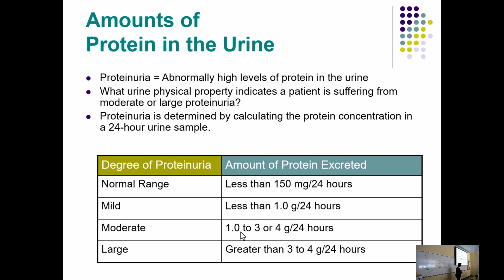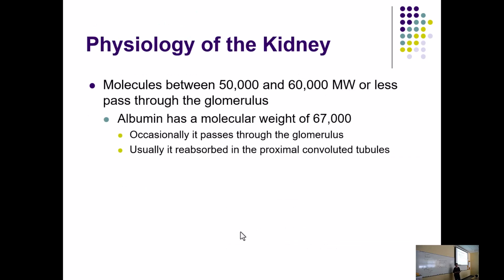Mild, less than 1 gram in 24. Moderate, 1 to 3 or 4 grams in 24. And then large proteinuria, greater than 3 to 4 grams in 24 hours. When you get to this point, you've got some major kidney damage, right? Because that sieve that we have, that glomerulus, we've got so many holes. It's that 20-year-old colander that your mama and dad have up in the cabinet that all the spaghetti noodles fly through. That's what we're looking at when we're looking at high proteinuria.